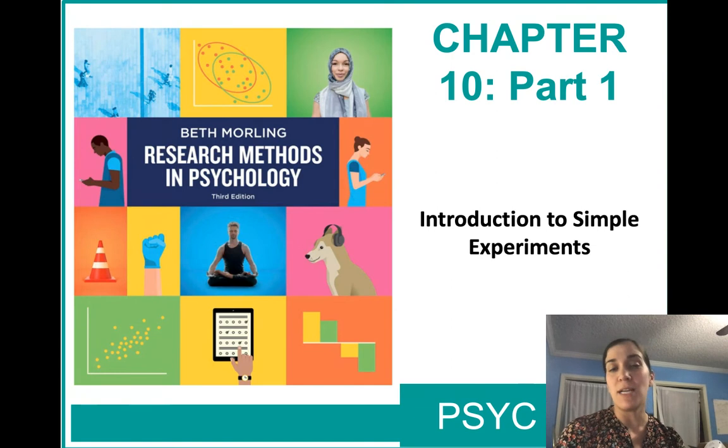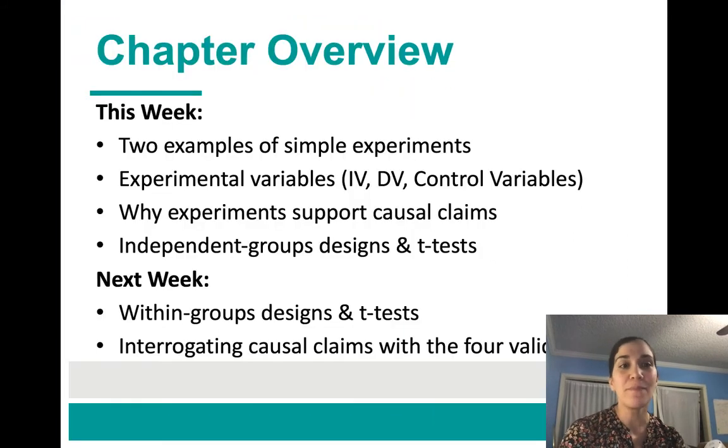So chapter 10 is just a quick introduction into simple experiments. Simple experiments being one independent variable and one dependent variable. So super simple. As we get into chapter 12, 13, we'll talk about studies with more than one independent variable, and it gets a little more complicated, but not too complicated, so don't get scared. Okay. So for this week, we're going to cover some of chapter 10.